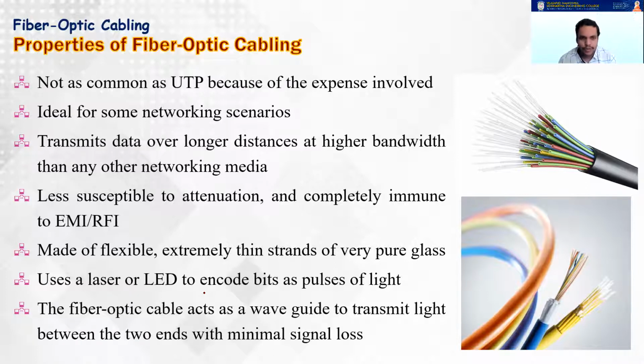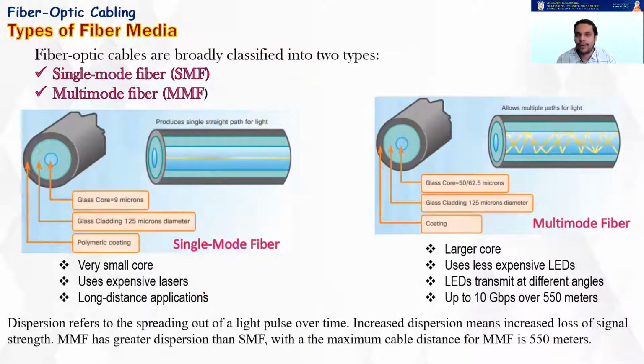And if you see here, the optical fibers are actually divided into two categories. One of them is a single mode fiber, the other one is a multi-mode fiber. If you check it out here, the single mode fiber has a very small core and it uses expensive lasers and it goes for long distance applications. Frankly speaking, a single mode fiber can carry data at very high data rates for ranges of up to 2 kilometers. And if you go for the multi-mode fiber, it has a slightly larger core diameter.